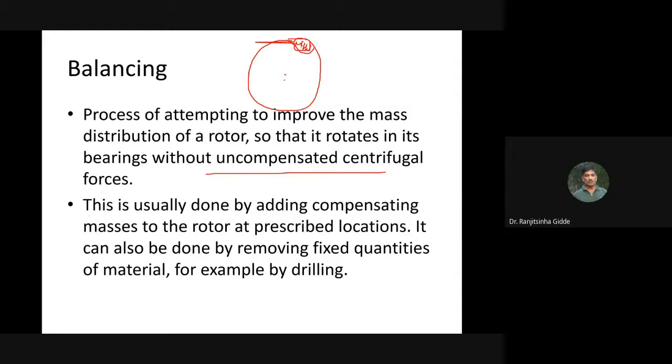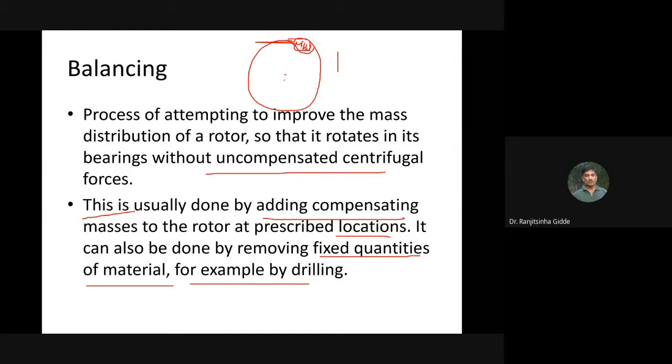So this is usually done by adding compensating masses to the rotor at prescribed locations, and it can also be done by removing fixed quantities of material, for example by drilling.